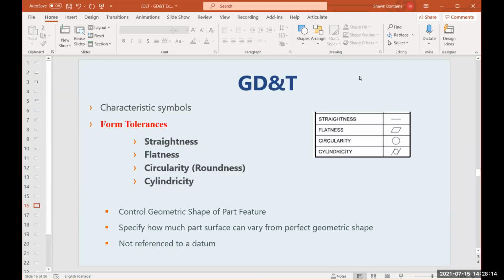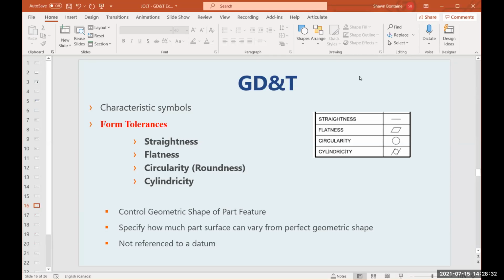Flatness, on the other hand, is commonly applied to a surface. I've got a surface that's mounting down onto another surface. I want to ensure that that surface is flat within a certain amount, and flatness acts in both directions over the entire surface.